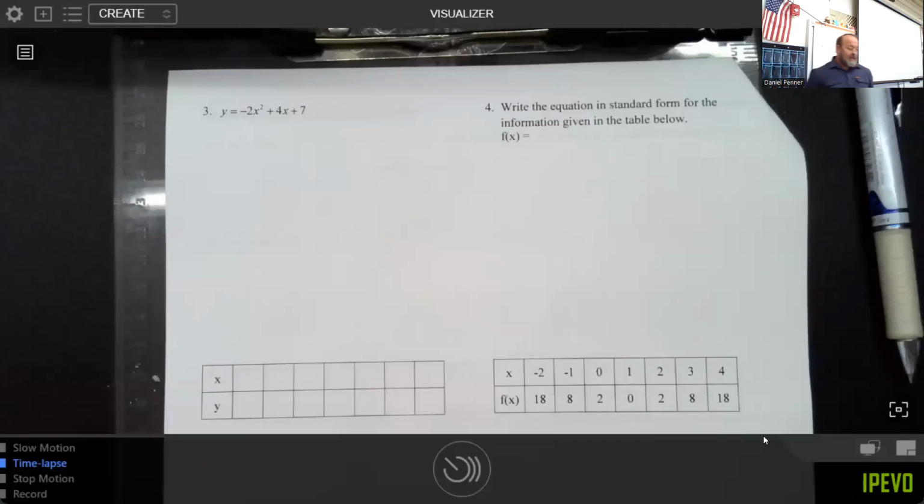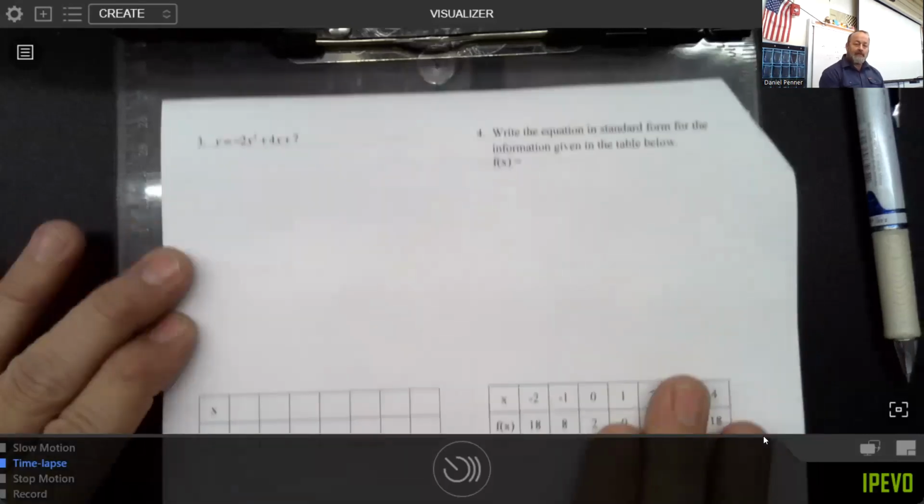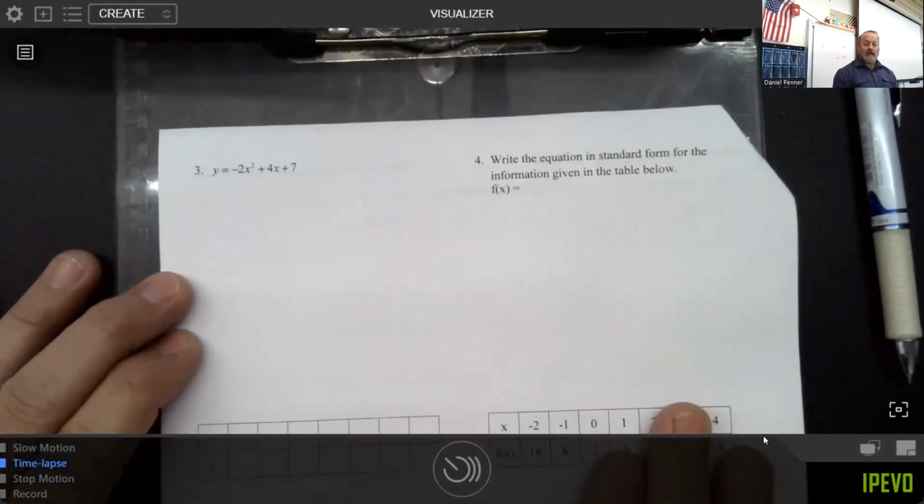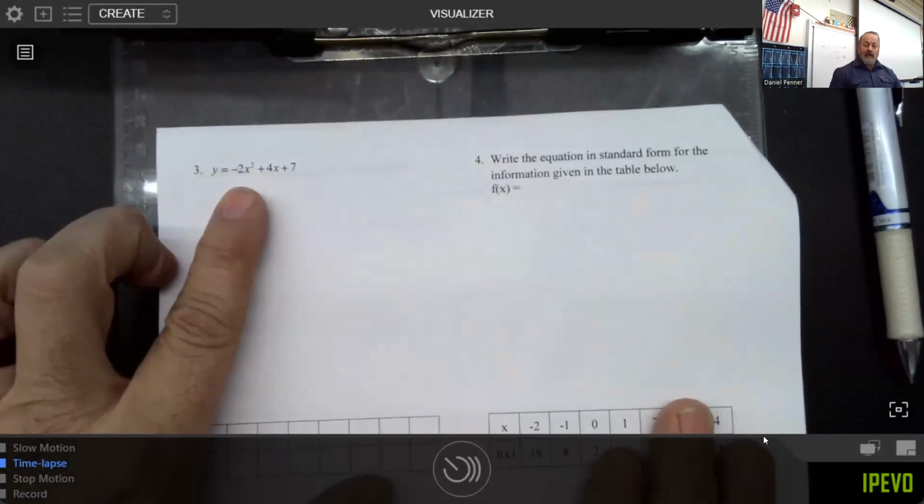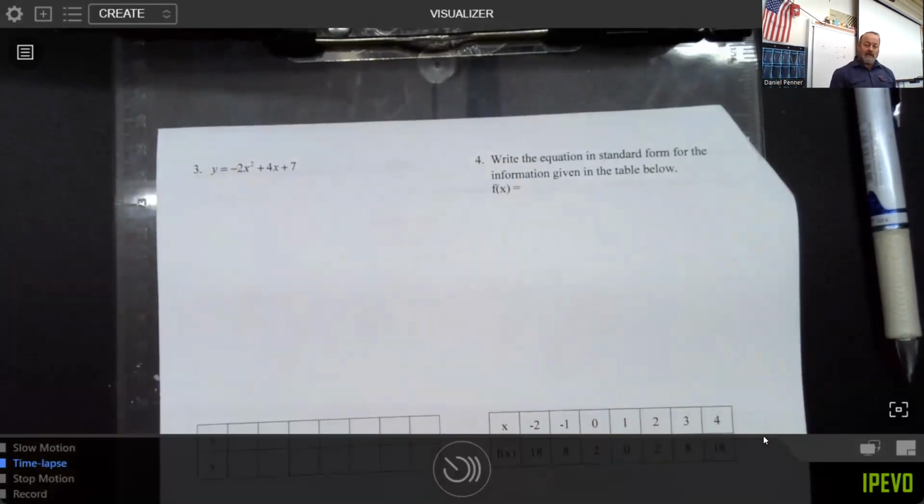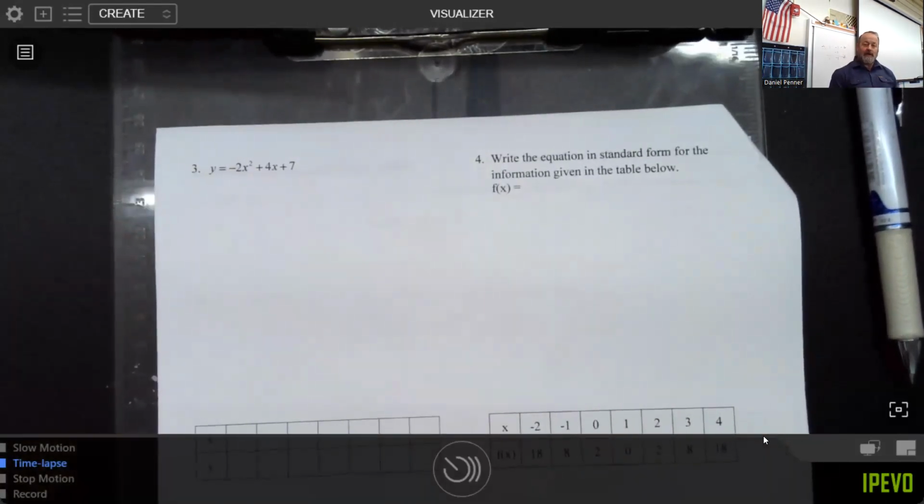Let's take a look at a couple of questions on the test review for quadratics. So yeah, let's just jump right in. I'm just going to look at problems 3 and 4 off of the review. In the first one, how do we take an equation and turn it into both data that fills out a chart as well as a graph? And then how do we go the other direction? How do we take that data and discern what that equation would be?